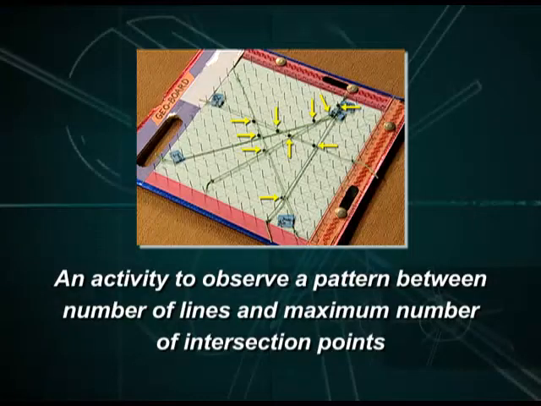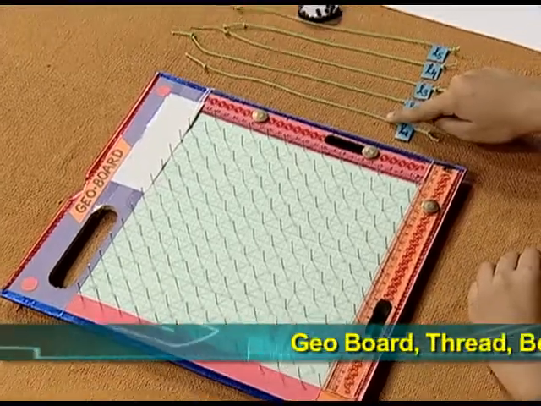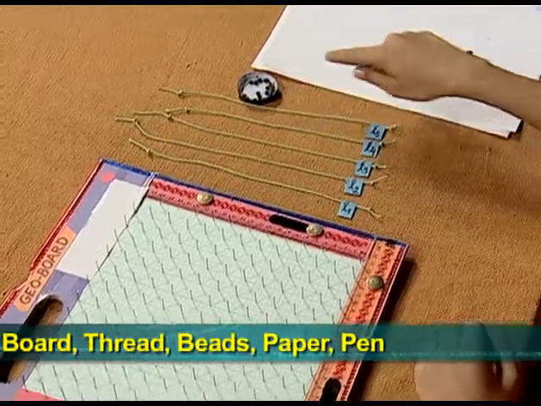With the help of activities, many patterns in mathematics can be observed. Hello students, today we are going to observe a pattern between the number of lines and the maximum number of intersection points. To observe this pattern, the materials required are a geoboard, thread, beads, paper and pen.